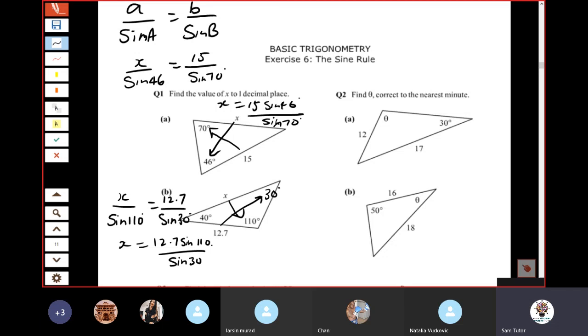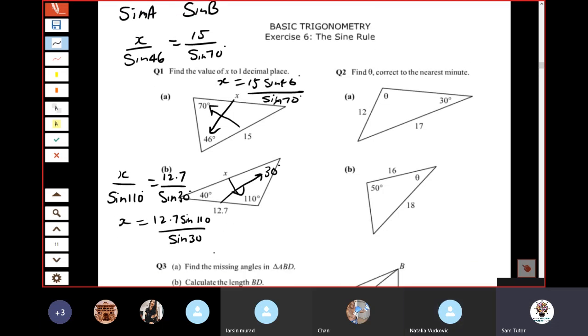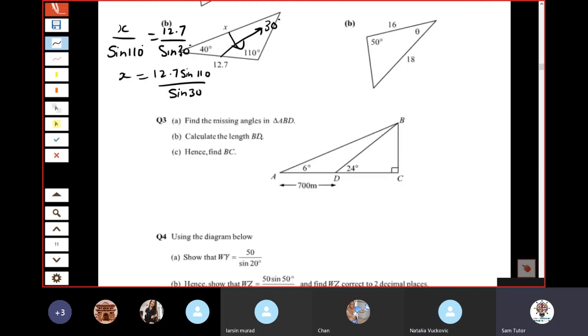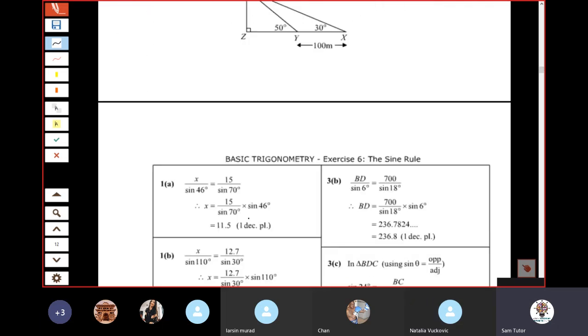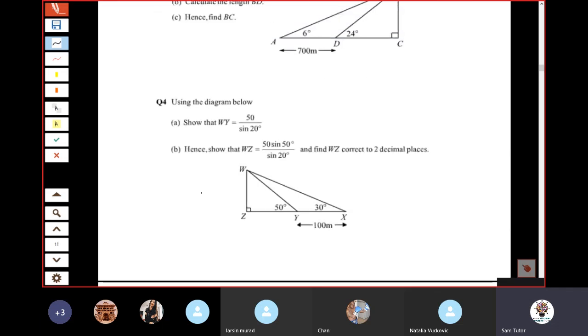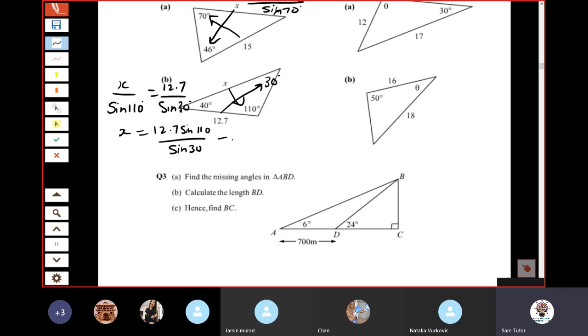Plug it all into your calculator. That'll give you an answer. And then the answer, we can check it as well. 23.9, hopefully. Yeah, I got that. Yeah, nice.